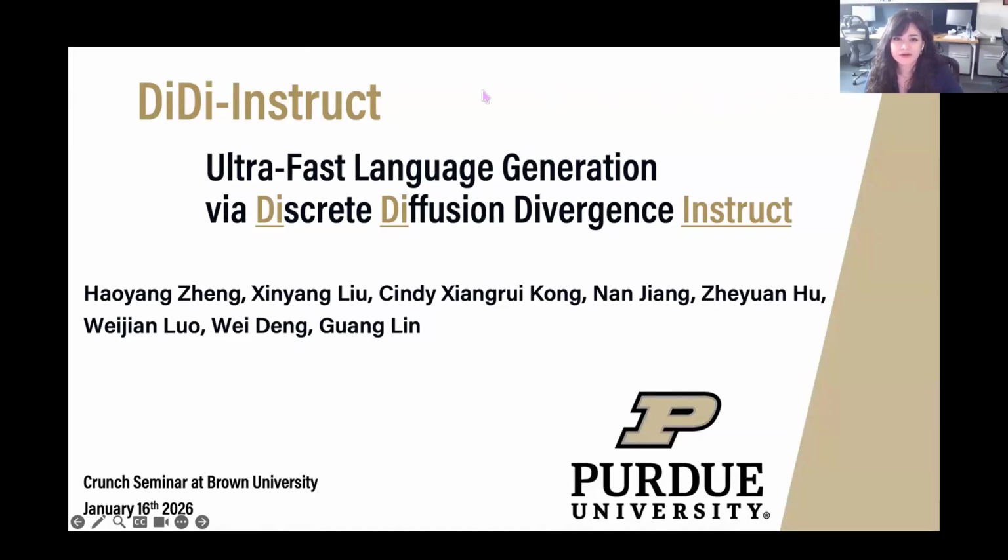Our first speaker is Haoyang Zheng. He will be giving a talk on ultra-fast language generation via discrete diffusion divergence instruct. Haoyang Zheng is a PhD candidate in the School of Mechanical Engineering at Purdue University, advised by Dr. Guang Lin. He studied generative modeling and reinforcement learning from a probabilistic modeling perspective. His research interests include large language models, continuous and discrete diffusion models, reinforcement learning, sampling, and optimization methods aimed at improving latency and robustness.